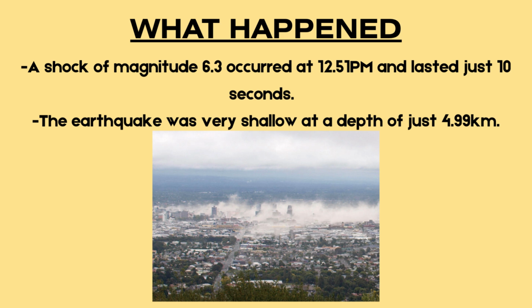One of the key factors that made this earthquake so destructive was its very shallow depth, measured at just 4.99 kilometers below the surface. Shallow earthquakes tend to cause more damage than deeper ones because the seismic waves have less distance to travel before reaching the surface, meaning they retain more energy. In this case, the shallow focus amplified the intensity of ground shaking in Christchurch and surrounding areas.